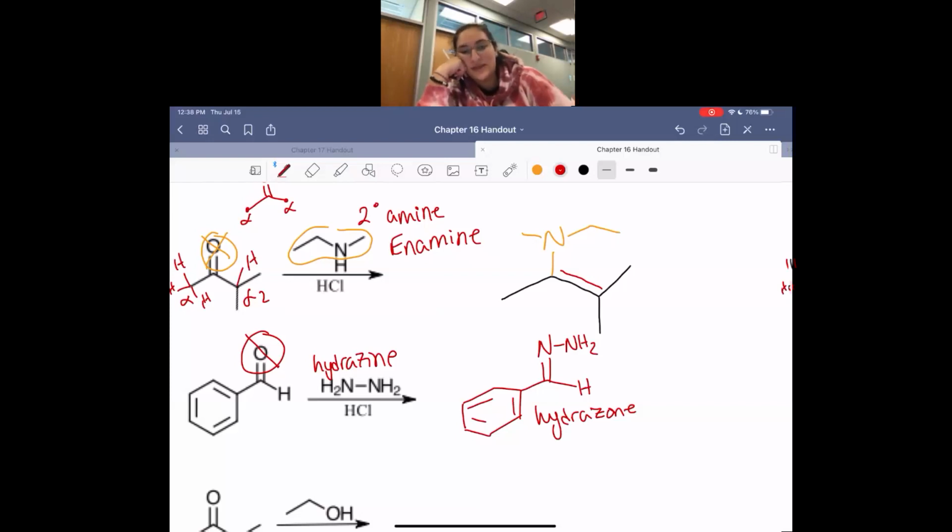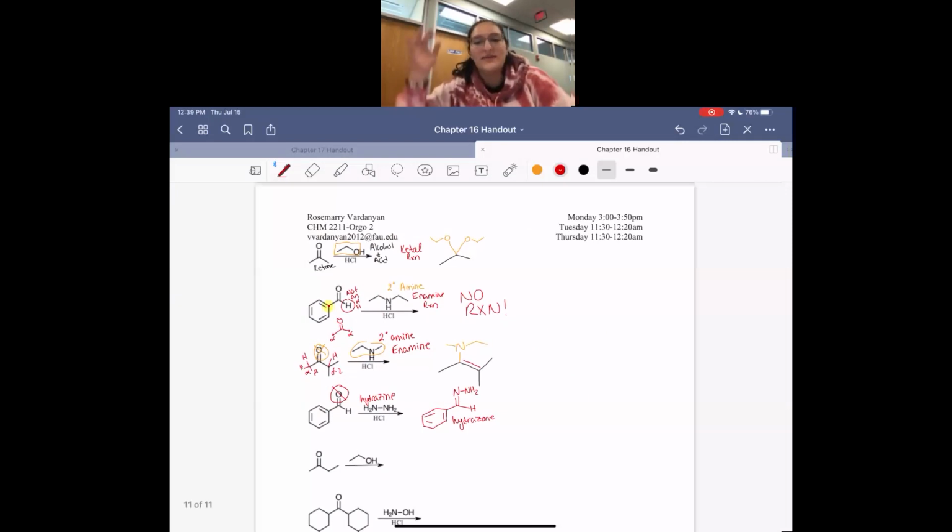Yes, so this one keeps a double bond. So the only one that's going to get rid of the double bond is the enamine reaction. And, hold on. So out of the set we did today and yesterday, the only one that doesn't keep a double bond is the enamine, but the acetal ketol and the gemdiol also don't keep a double bond. So I misspoke.